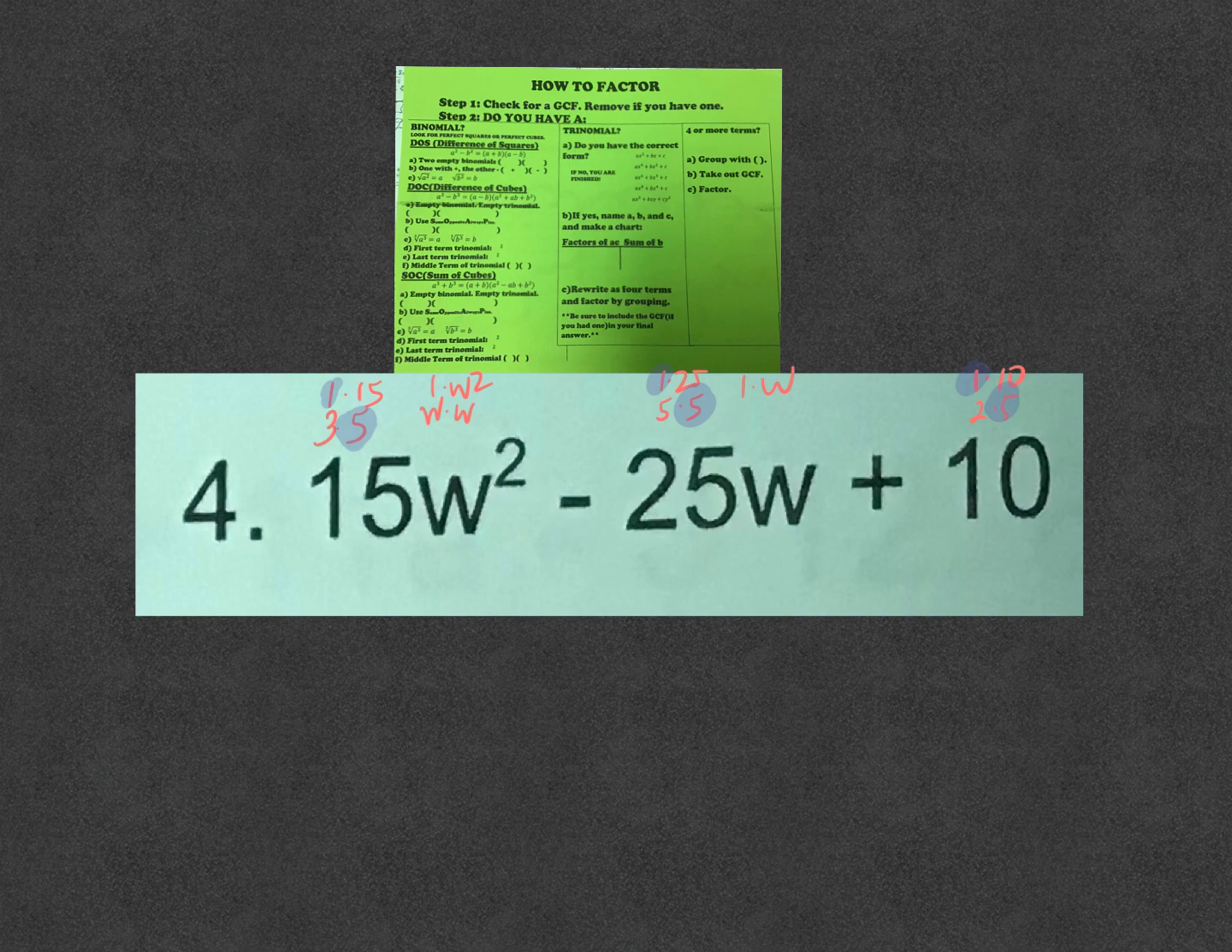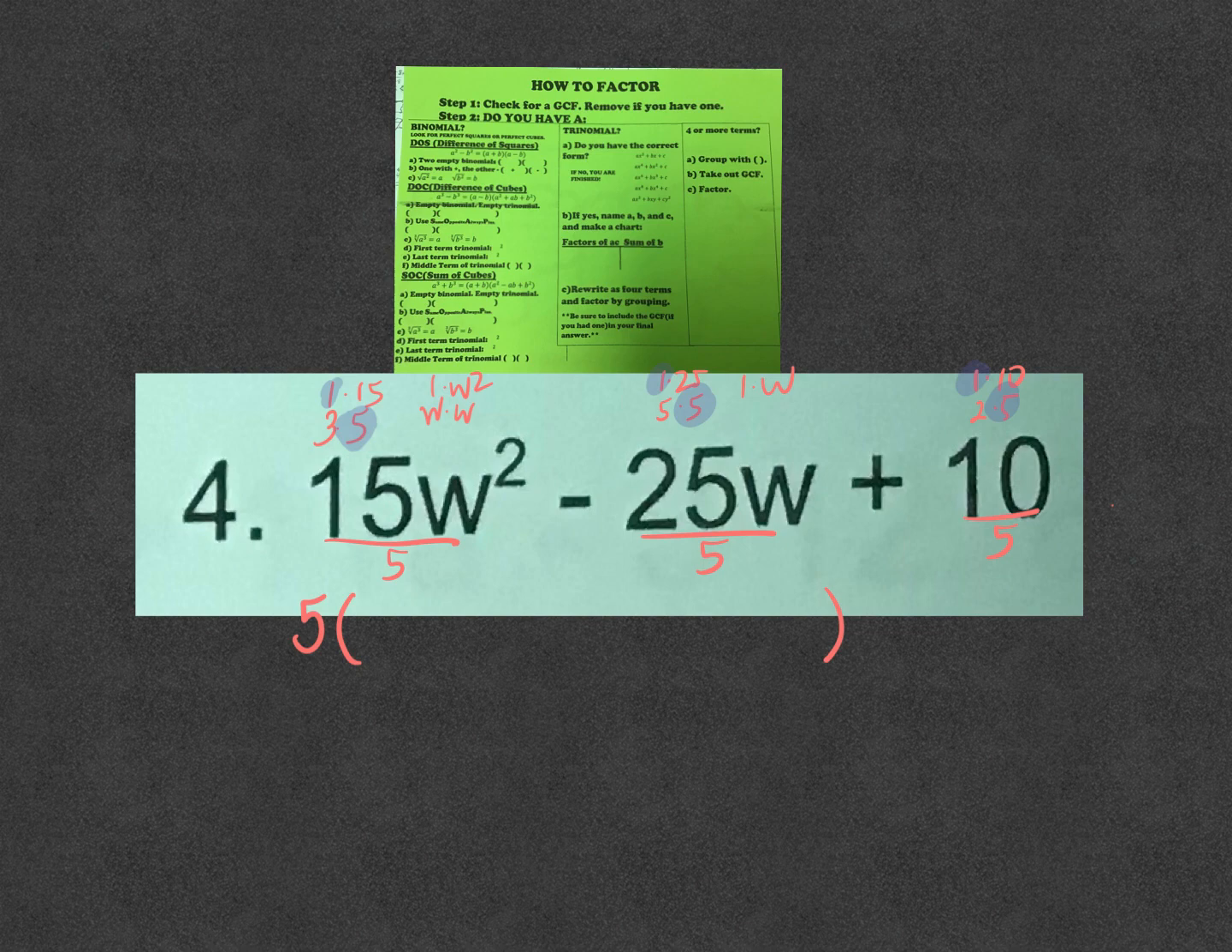So 5 is my numeric common factor, and then when I look at my variables, this has w squared, this one doesn't. This has a w, this one does, but this one does not. So w is not a common factor of all three terms. Now we are ready to factor. First we'll take out the greatest common factor of 5. So I'll write down 5 and I'll put an empty trinomial. And I'm going to divide each of these by 5 and put that answer in the empty trinomial.